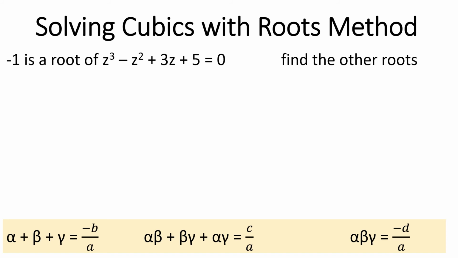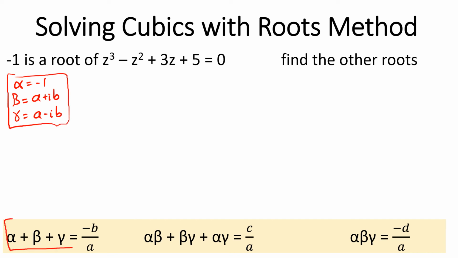Okie dokie, so this is the first question that we looked at. We had minus 1 being a root of this, and we want to find the other roots. So let's apply our rules. We know, for starters, that alpha is minus 1, because we're told that in the question. Beta and gamma we don't know, so let's just call them a plus ib and a minus ib.